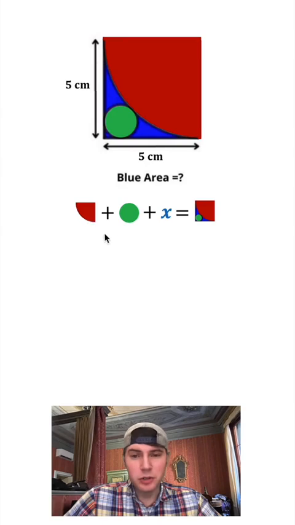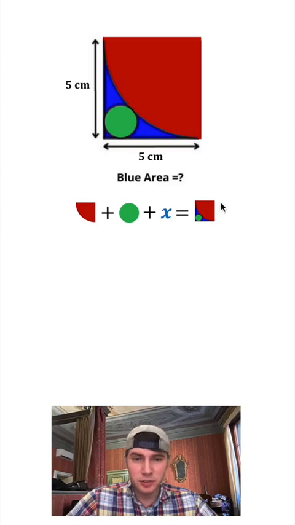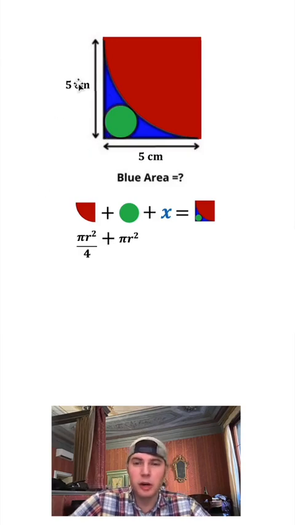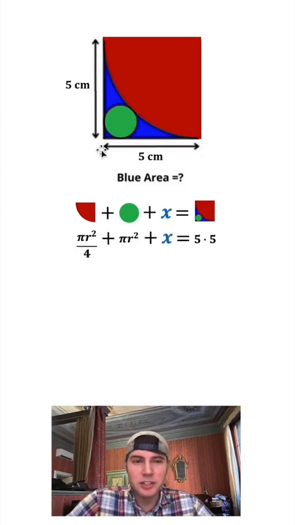We know that the red quarter circle plus the green circle plus the area of the blue region, which I'll call blue X, is equal to this entire square. The area of a circle is pi r squared. The area of a quarter circle is pi r squared over 4. The area of the square right here is 5 times 5, and we can just copy down the x.